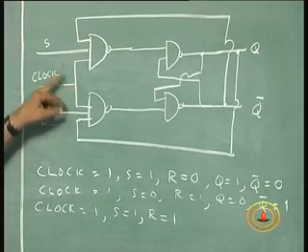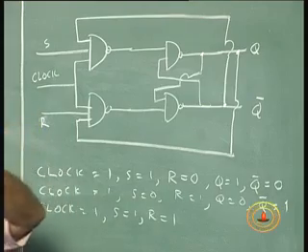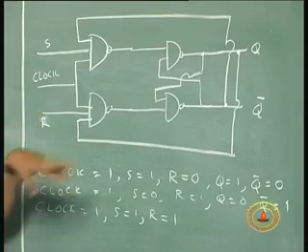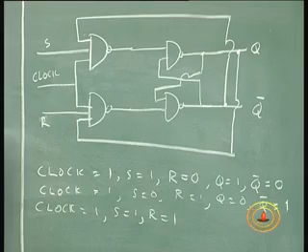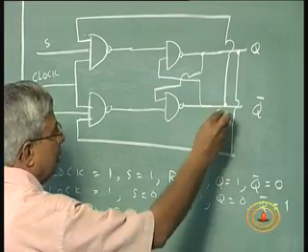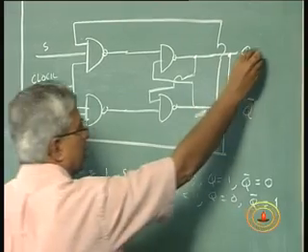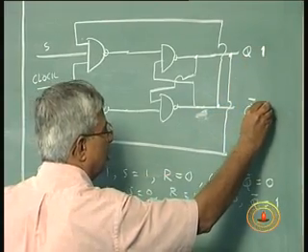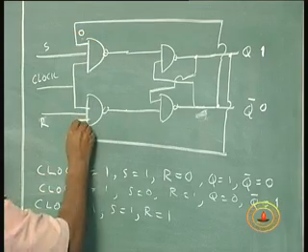Now clock is 1, S is equal to 1. One of the outputs is high and the other one is low to start with, let us assume. So let us assume initially this is 1 and this is 0. We will put this here, this is 1, this is 0. So this 0 is here, this 1 is here.